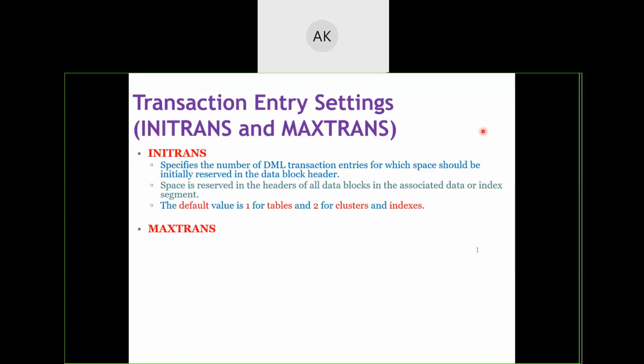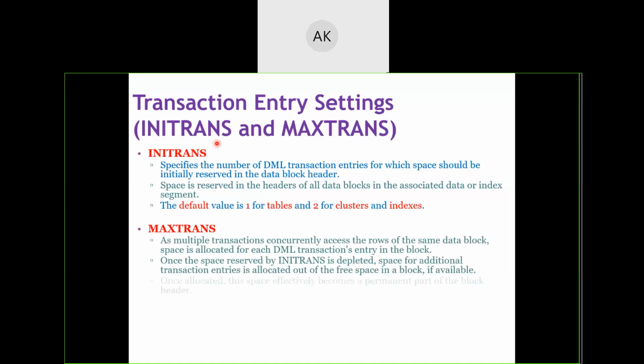So initial transaction will specify the minimum number of transactions that can be done on a particular block of data. Yes, insert 2 will insert only one single row at a given moment of time. Now, max trans is just the opposite of it. Max trans is the maximum number of DML transactions that can be performed for a given data block.